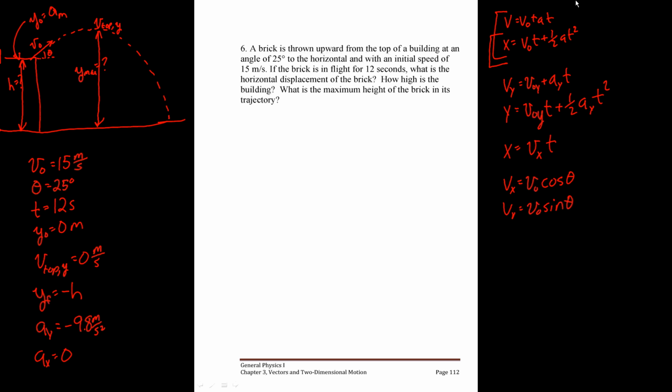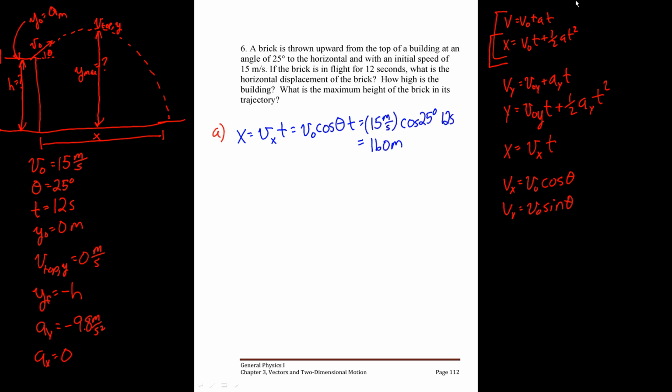So, we want to know the horizontal displacement for part A, as we want to know what is x equal to. I already know that x is equal to vx times t. So that's going to be v naught cosine theta times t. I know those things, 15 cosine of 25 times 12 seconds. And that gives me x of 160 meters. So the distance from here to here is x, and it's 160 meters.